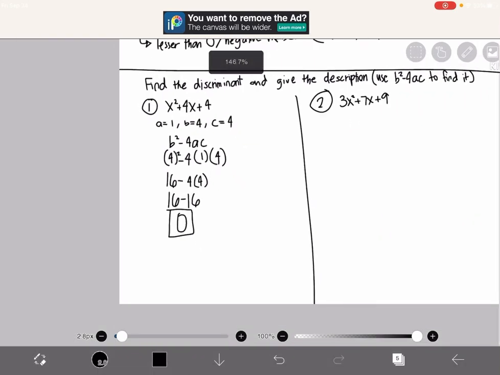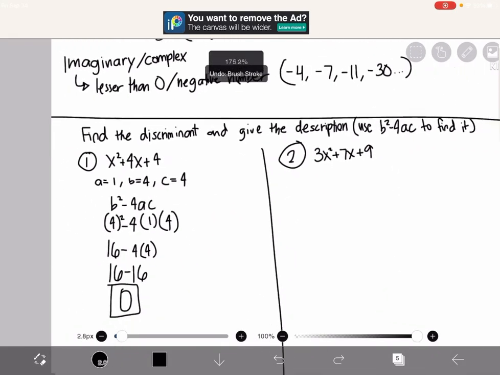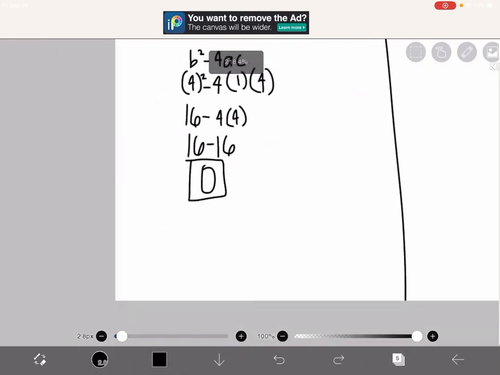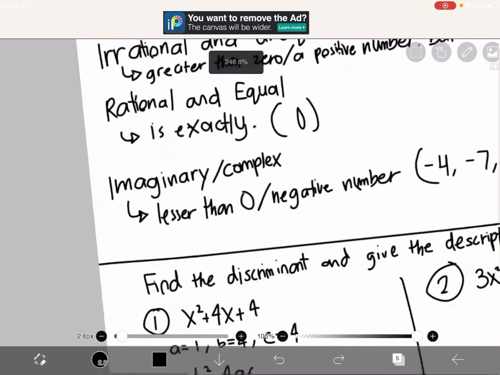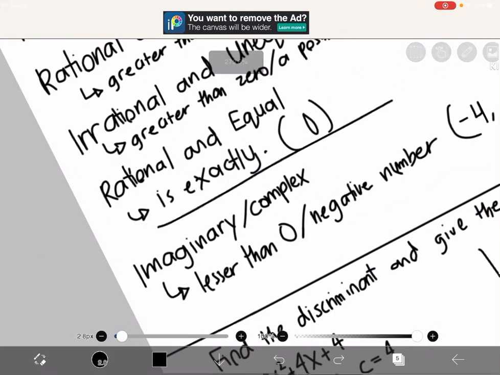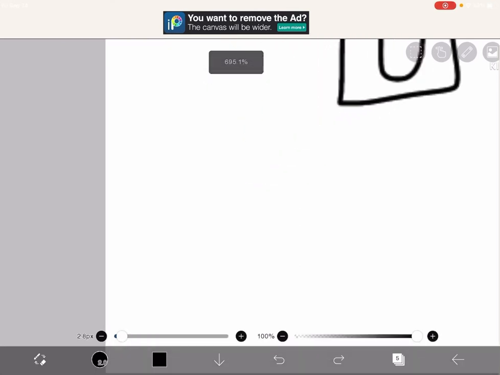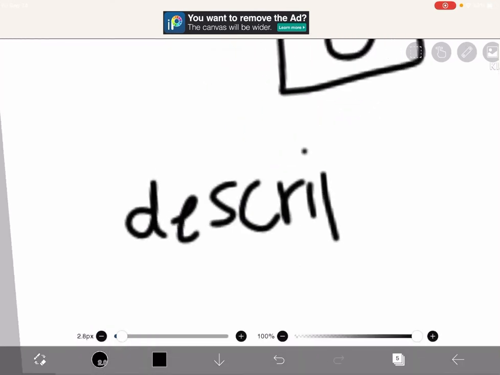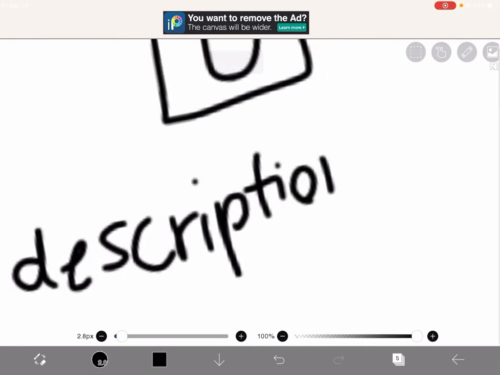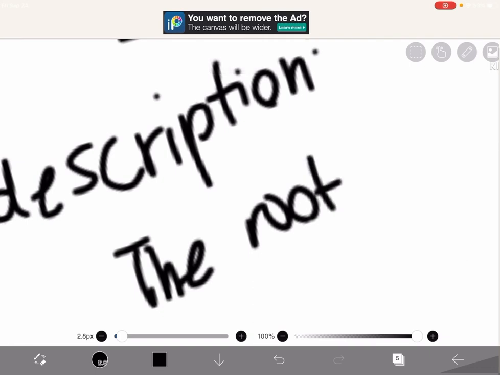But that doesn't end yet. The instructions say, give the description. So I'm basically asking, what type of root is this? Yep, it's rational and equal, which is exactly 0. If the discriminant is exactly 0, then that means it's rational and equal, sorry. The root is rational and equal.